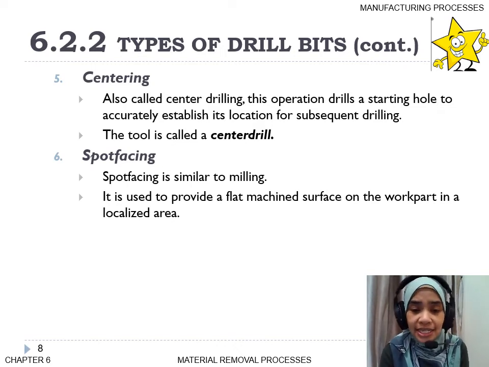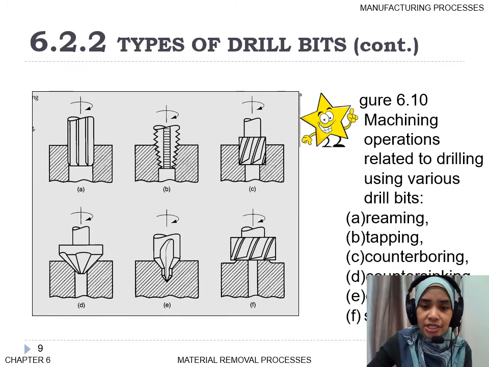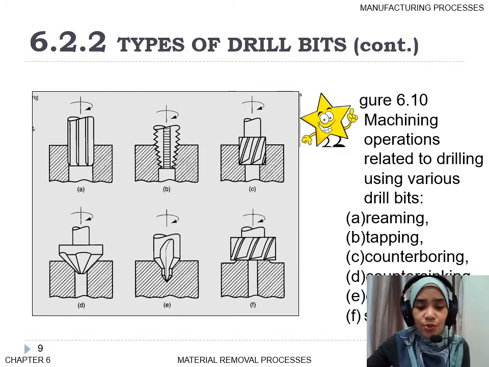Untuk spot facing ni similar to milling, it is used to provide a flat machined surface on the work part in a localized area. Okay, so this is the sketching of the drill bits. So the first one, A, itu digunakan for the reaming process, so enlarge the hole.